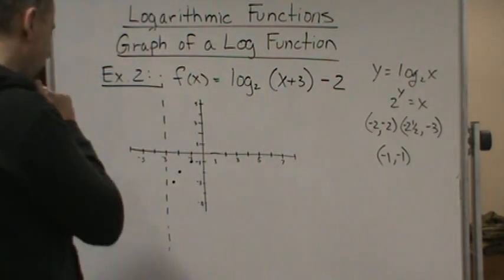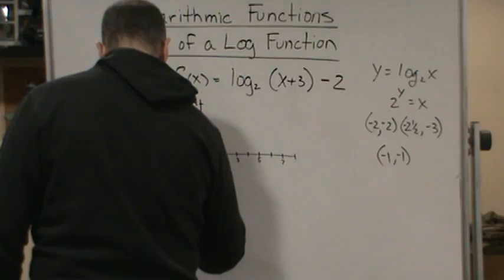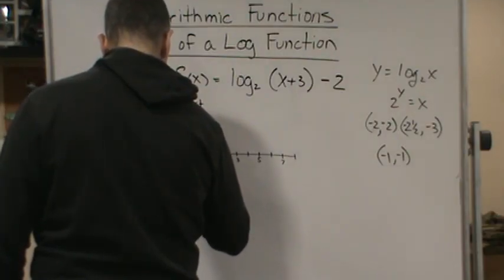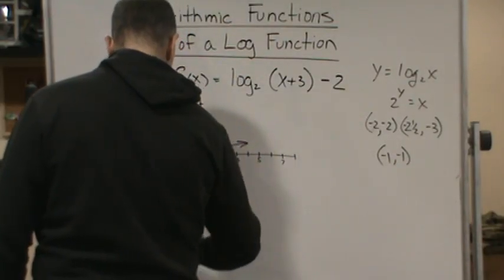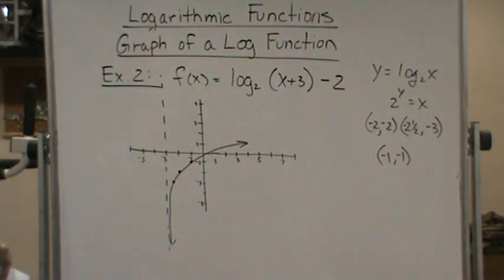Now all we're going to do is sketch the graph. That's it. As long as you know where those 3 points end up, you just sketch the graph, and just make sure you move the vertical asymptote as necessary.